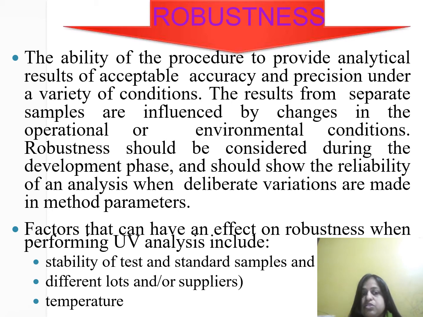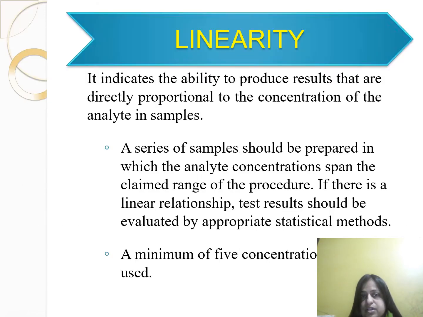Robustness should be considered during the development phase and should show the reliability of an analysis when deliberate variations are made in method parameters. Factors that can have an effect on robustness when performing UV analysis include stability of the test and standard sample, different lots and suppliers, and temperature.